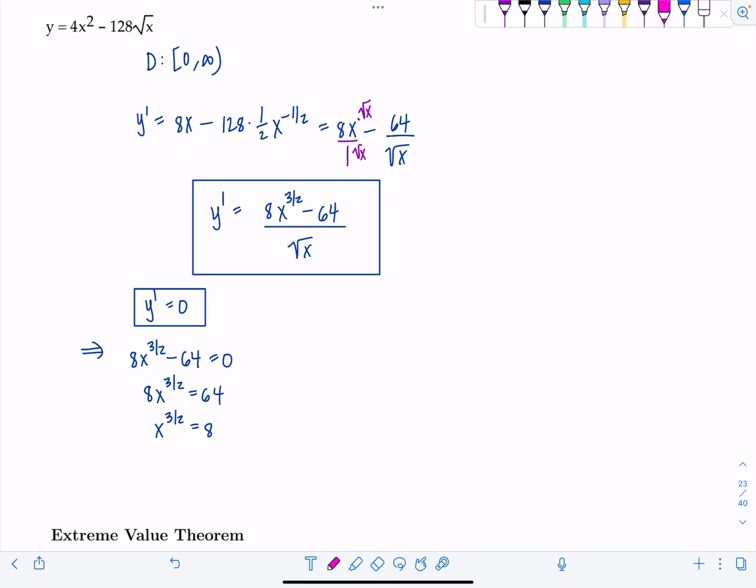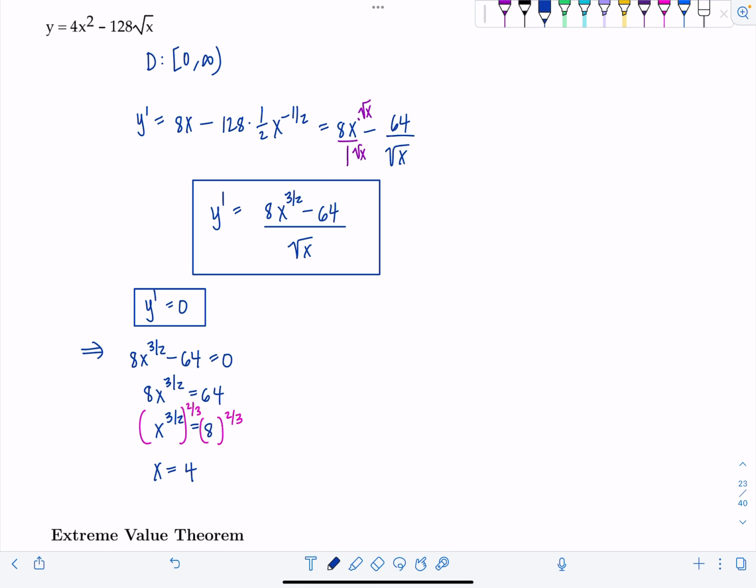Well, to get rid of the 3/2 power, you would raise both sides to the reciprocal, to the 2/3, right? Good. When you raise something to the 2/3, you take the cube root and then square it. So cube root of 8 is 2, and then square it, it's 4. Is that in the domain? Yes. So it looks like that's going to be a critical value.